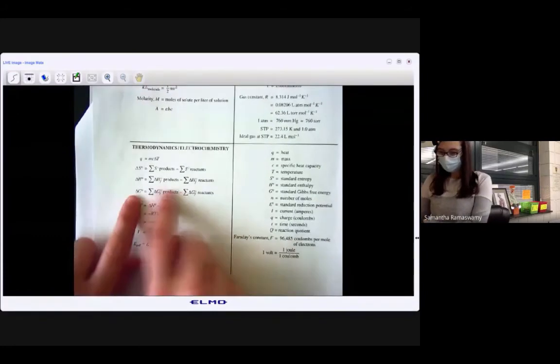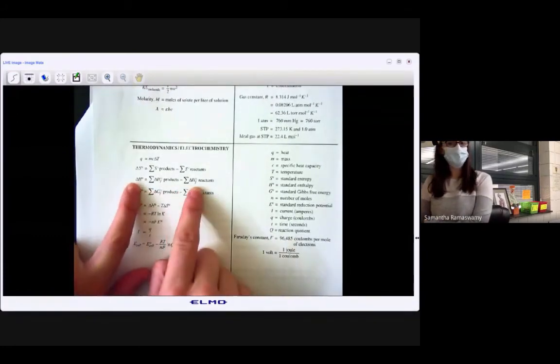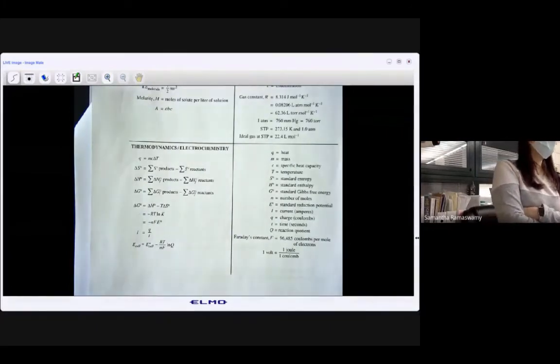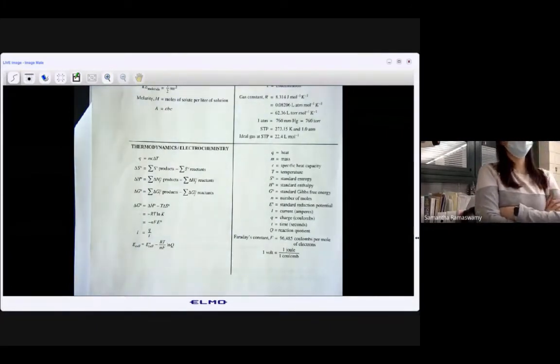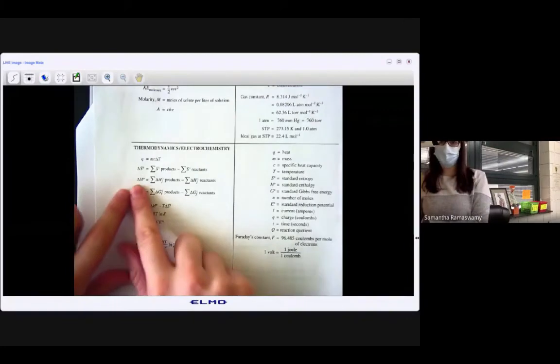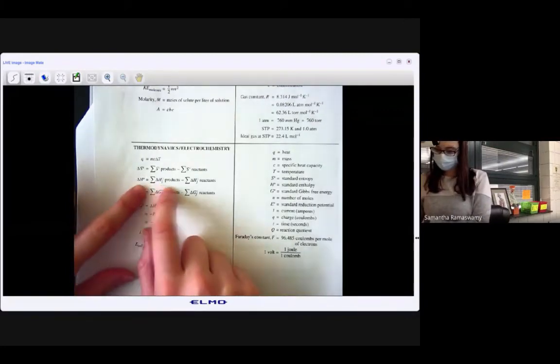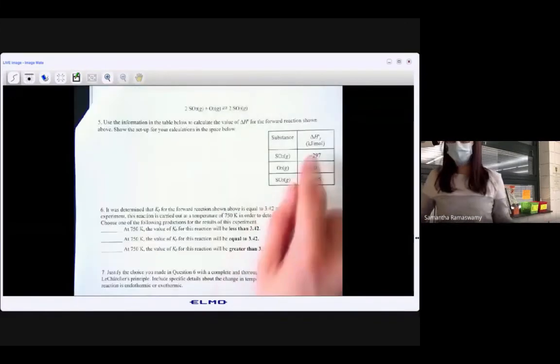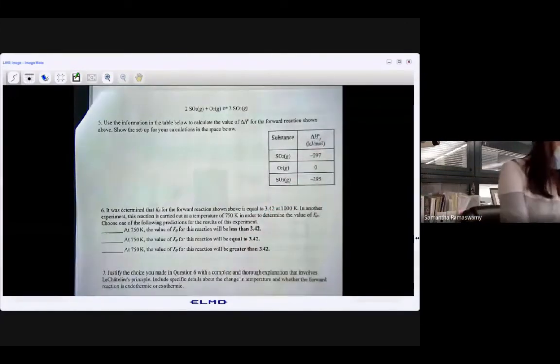Well, if you think back to when we did thermochemistry, we use this equation. Delta H is the sum of the heat of formation of the products minus the sum of the heat of formation of reactants. We're going to use that right now. All right, this one right here, the delta H of the reaction is the sum of the heat of formation of products minus the sum of the heat of formation of reactants. Here they gave us heat of formations.